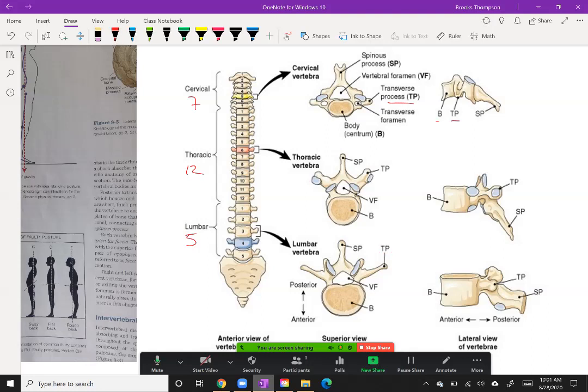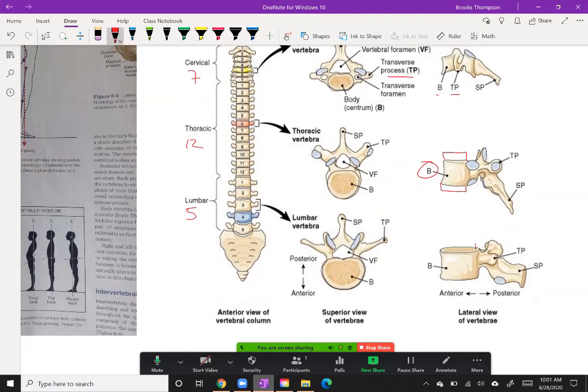Then you get down to the thoracic, you see a much larger body. So there's the body, here's where your discs are going to be, okay? Much more prominent spinous process, angling down, also a big transverse process as well. Then we get to the lumbar spine, even bigger bodies, where our discs would be. Very large spinous process, a lot more broad than the narrow one that you see in the cervical and thoracic vertebrae.